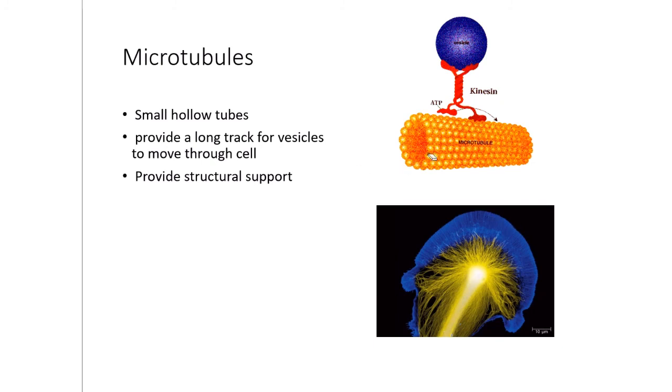So there are actually tracts that are formed by the microtubules, and there are carrier proteins called kinesin that will actually walk along the microtubules while carrying the vesicle. So they will transport the vesicles to where they need to go. The microtubules are also excellent for structural support.